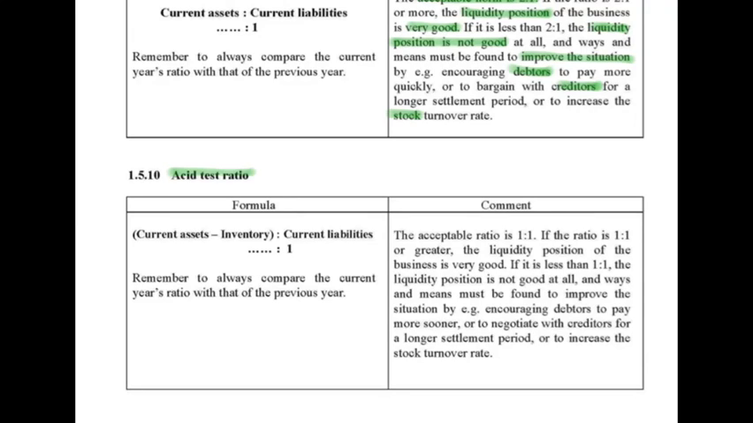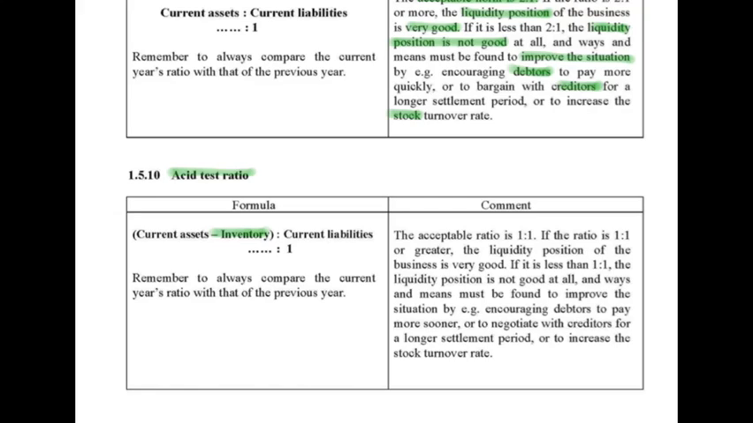My second ratio then, that is in support of the first ratio, the current ratio, is your asset test ratio. It looks very similar, but there's one very definite change. That definite change is the formula changes to say not just current assets to current liabilities, but I take all of my current assets, but this time I subtract my inventory. If I subtract my inventory, I'm basically left with current assets only being my debtors and my cash and cash equivalents. So remember to always compare the current year's ratio to that of the previous year.